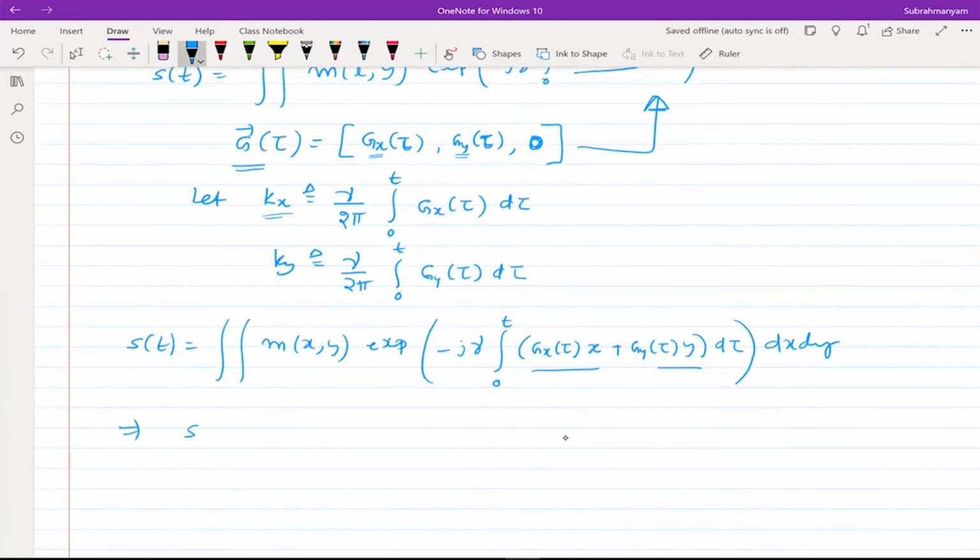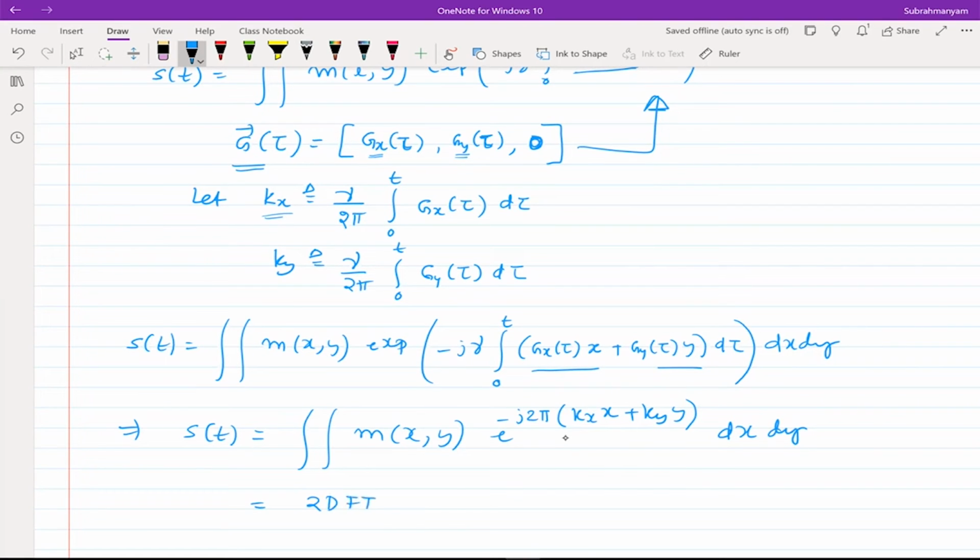So what is my s of t now? Can anyone tell me this expression? Double integral of m of xy into exponential of minus j 2 pi into, what am I getting here? kx x plus ky y. Very good. Did you finally see the Fourier transform expression you wanted? Yes, the Fourier transform of m of x, y. Very good. This is the two-dimensional Fourier transform. I'm not sure how to write it, so let me keep a hyphen so that it will not be confused with a 2D CTFT. I'll write two-dimensional CTFT of m of x comma y.